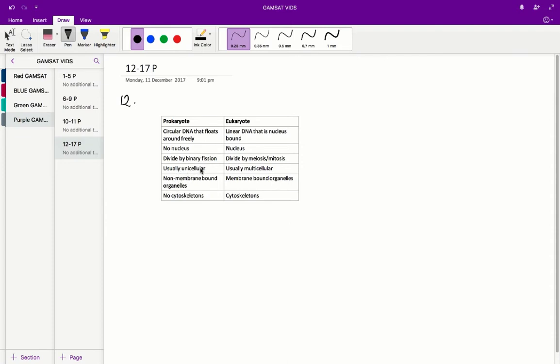Prokaryotes also divide by binary fission, whilst eukaryotes divide by meiosis, mitosis. Prokaryotes are usually unicellular, eukaryotes are usually multicellular. And the important one for answering this question is this one. So prokaryotes have non-membrane bound organelles, whilst eukaryotes have membrane bound organelles.